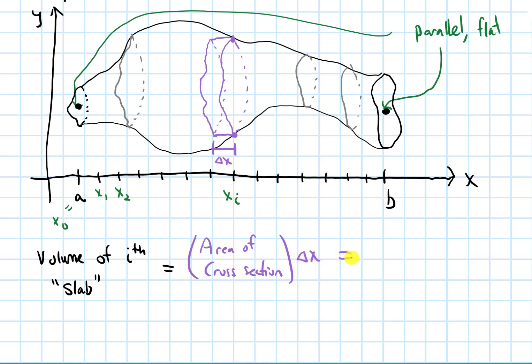Okay, so for the area of the cross section, I'm going to try to find a formula for that, and I'm going to call it A, and I'll be plugging this x value into it. So I'll have A of x sub i, and then times that delta x. The A of x sub i will come from an area function that we'll try to write depending on the problem and the information it gives me about the shape.